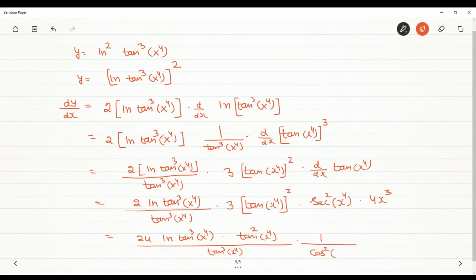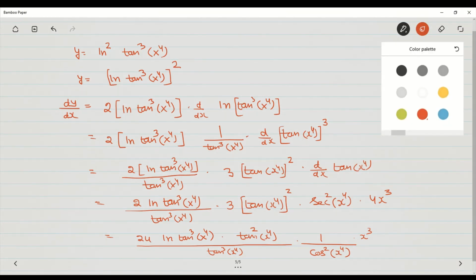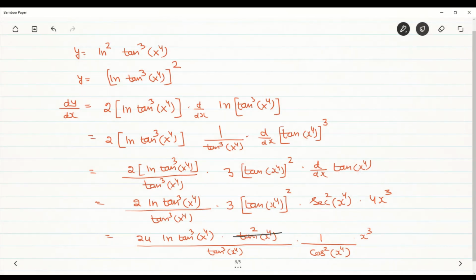So it is 1 upon cos square x⁴ times x cube, which will remain still like this. You can notice now tan square from the numerator and tan cube from the denominator, this will cancel. I am still left with 1 in this case. Now let's just quickly finish the question here.